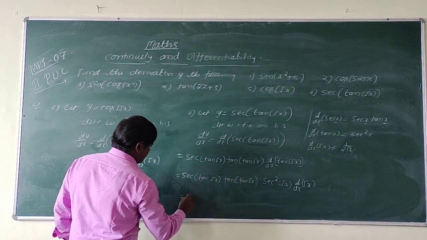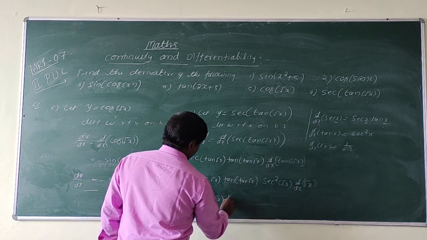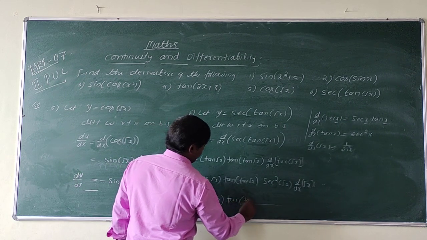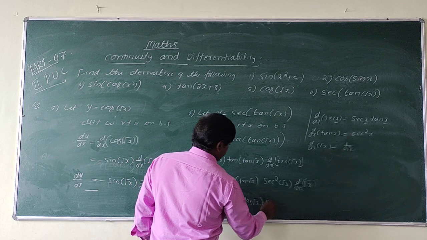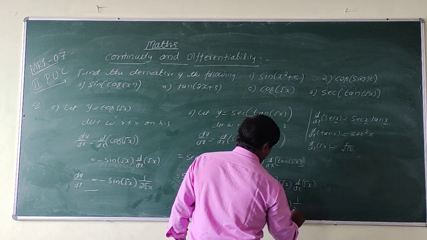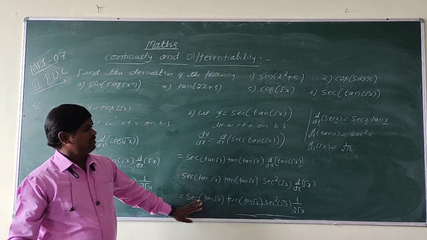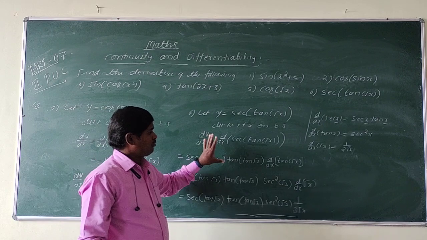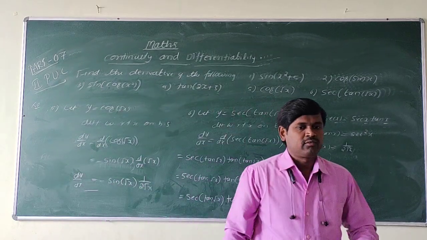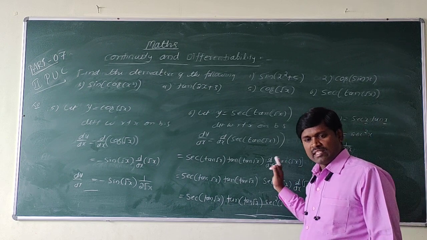So that is equal to secant of tan of root x into tan of tan root x into secant square root x into 1 by 2 root x. So this is the derivative of the given function. Properly write it down first and practice again and again, then we will be perfect with this.